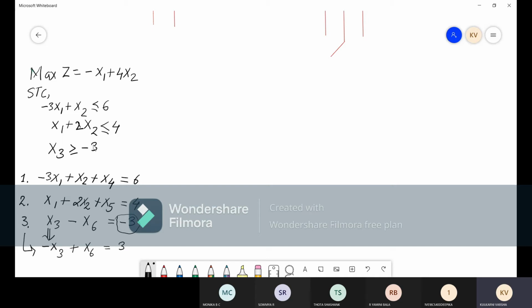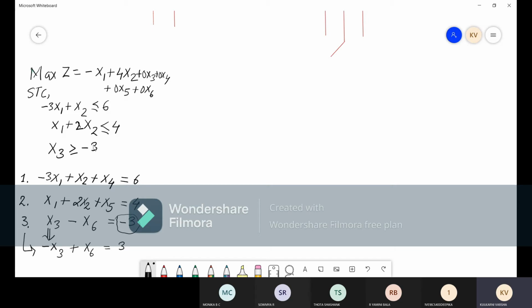Right, we got all three equations, and here we should add 0x3, 0x4, plus 0x5 plus 0x6. Actually in my objective function, which is for maximization, there is no x3. That means even though x3 is a decision variable, it is not contributing to the objective function. But still we need to find out the value of that, right? So we will be having all this.